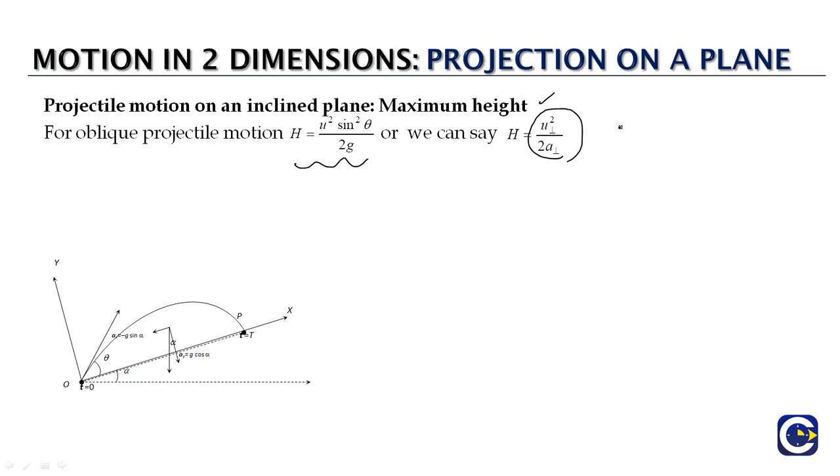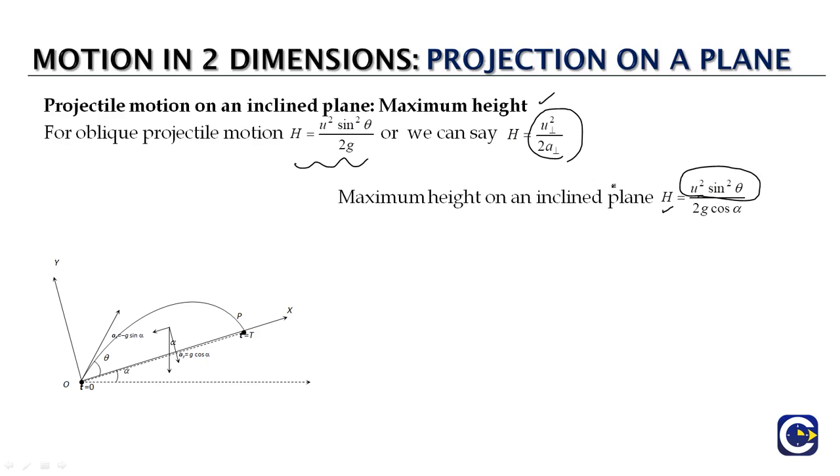Now here in case of the particle which is projected along the inclined plane, we see that the maximum height h will be equal to, here also, the perpendicular component of the velocity initially will be u sin theta, and the perpendicular component of the acceleration will be g cos alpha. So the value will be u square sin square theta by 2 into g cos alpha. This will be the maximum height.